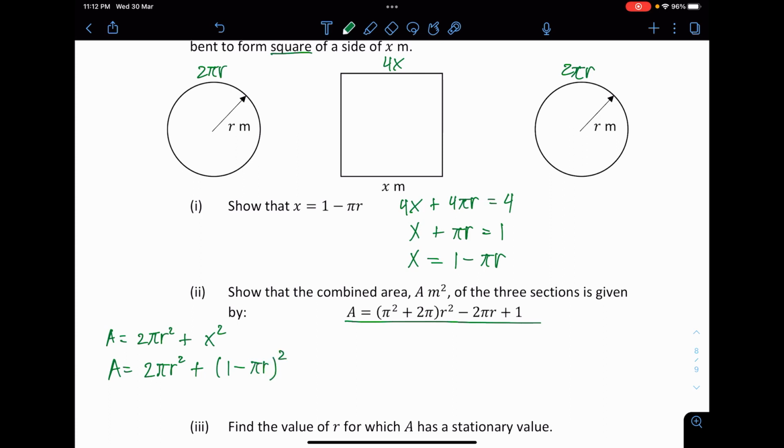Alright, yes, so I just need to expand this. Oh wait, I don't need to expand this, right? I need to get that expression. Yeah, I need to expand it. That is a little bit too simple without expanding.